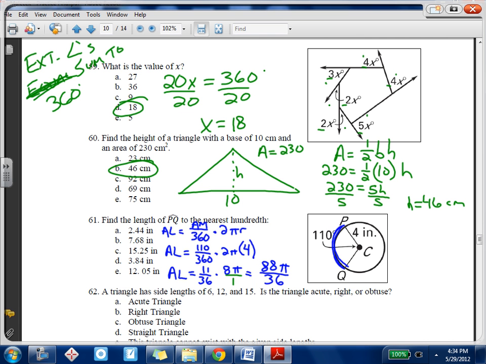We can reduce that, divide both by 2. We get 44 pi over 18. We can reduce by 2 again. So we get 22 pi over 9, and at that point we're stuck. You got to go to your calculator, type those numbers in, your answer comes out to be approximately 7.68.